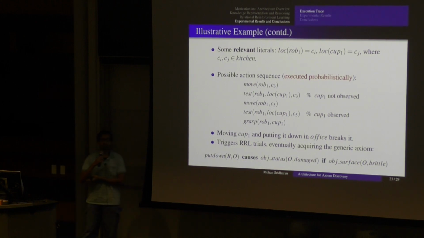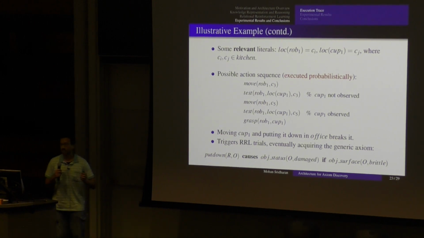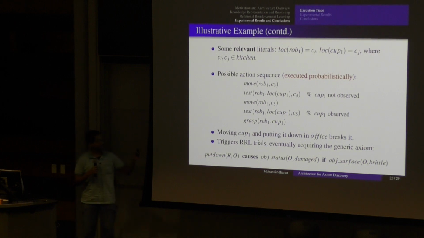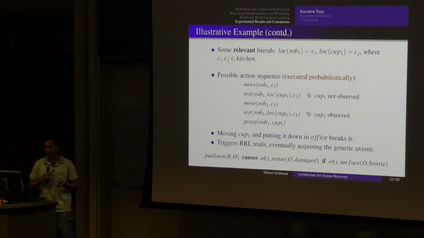So then what it does is, over some simulated trials, in this case you want to do simulated, you don't want to keep breaking cups, but you can also do a combination of simulated and real trials, and then figure out that if the robot puts an object down and the object is brittle, then the object is going to be damaged, right? Just as an example.